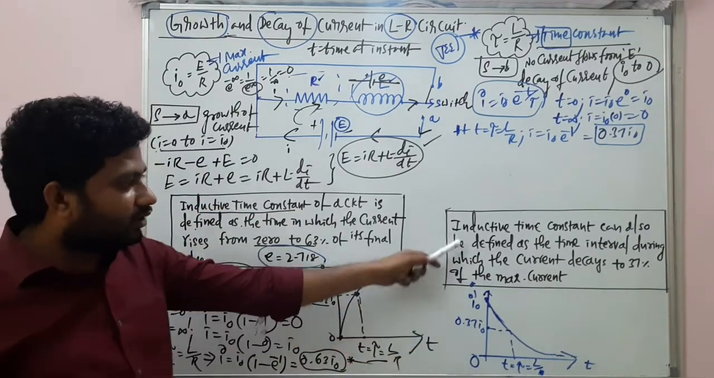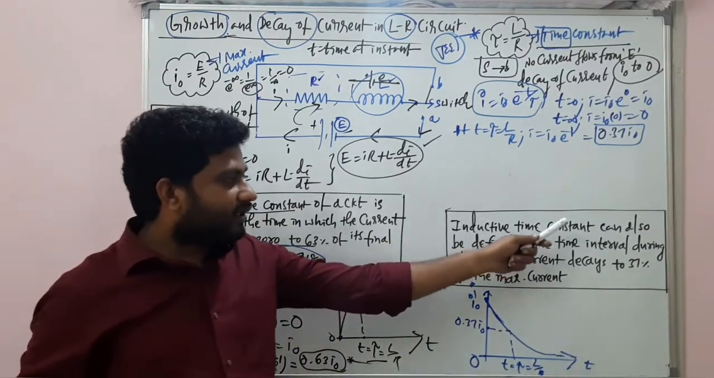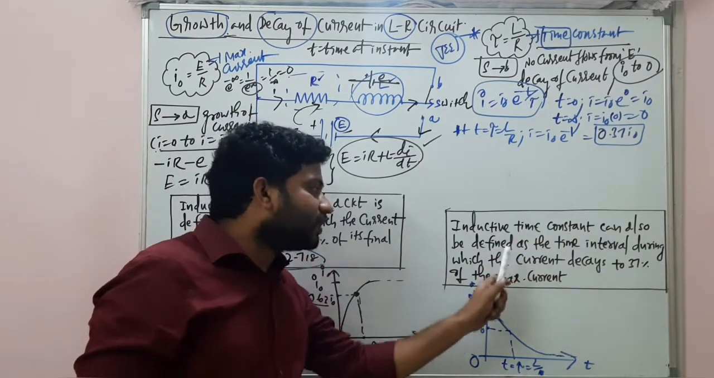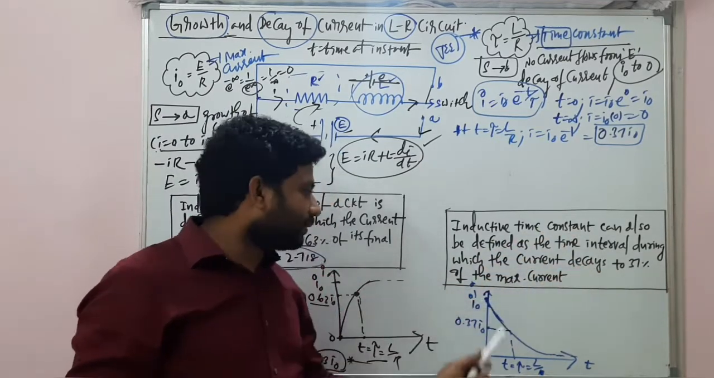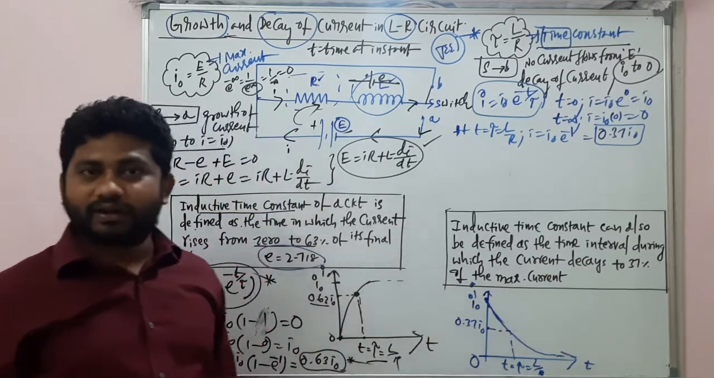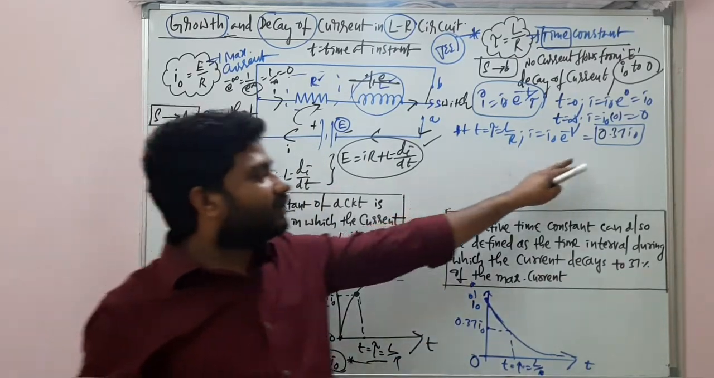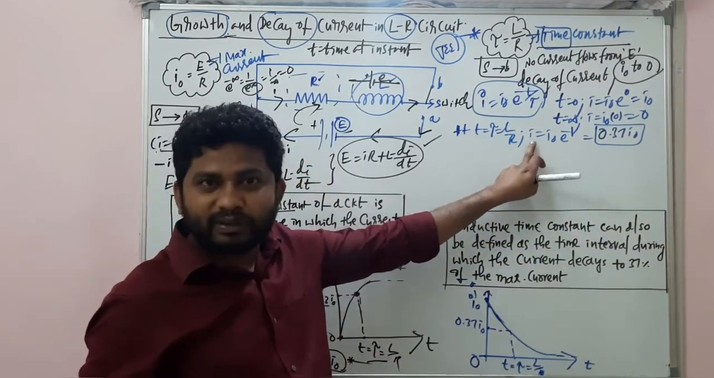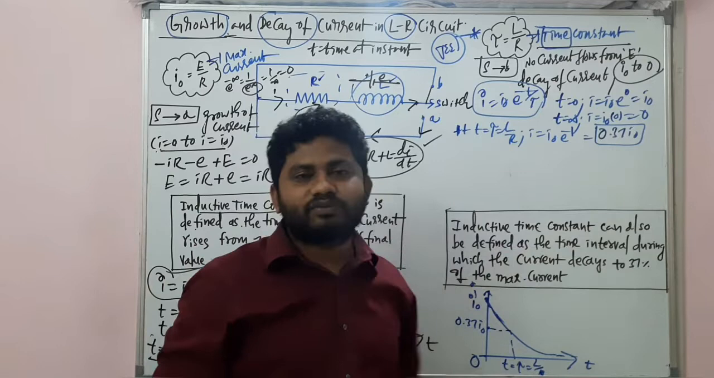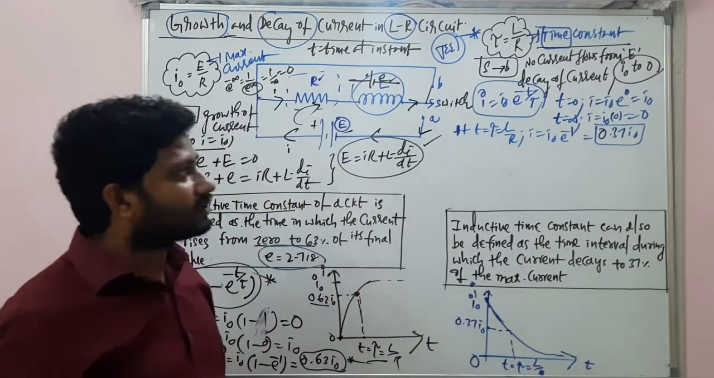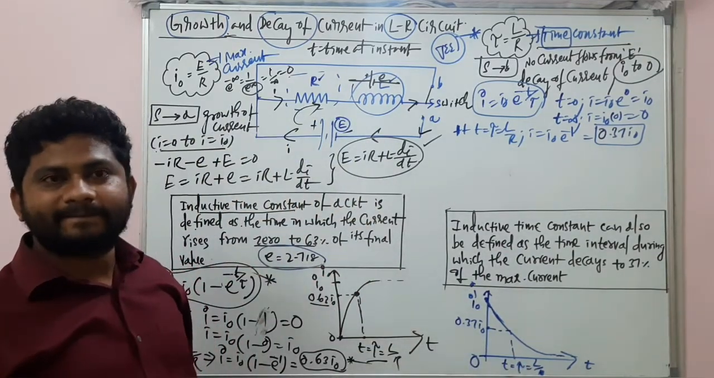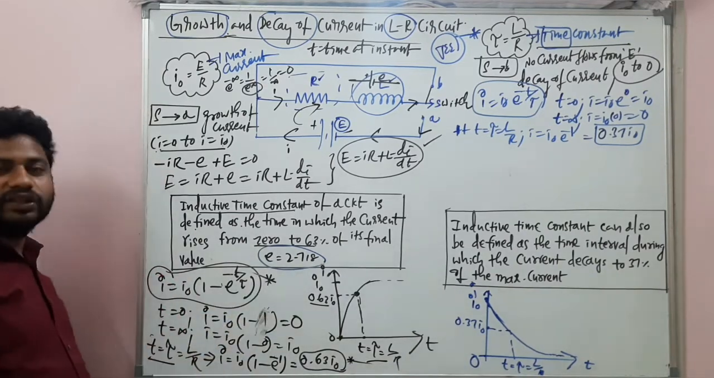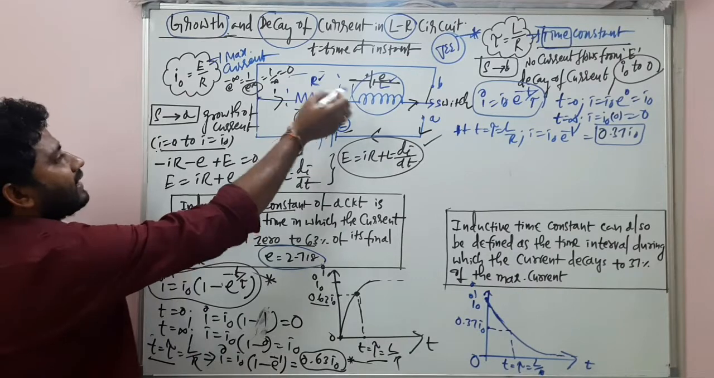So this is called this one. The inductive time constant can also be defined as the time interval during which the current decays to 37% of the maximum current, right? So 37% of the maximum current. So the current at this particular instant will be 0.37 times I naught. Look at this expression. Clear? So this is how we discuss the delay and the growth of the current in an LR circuit, right?